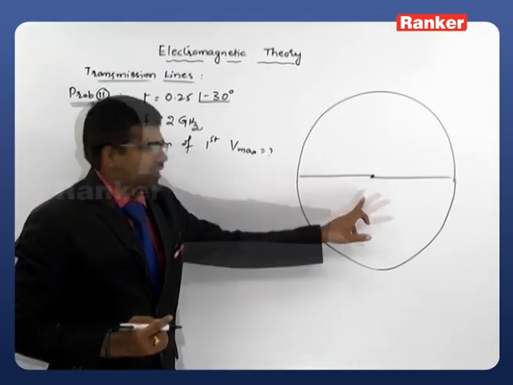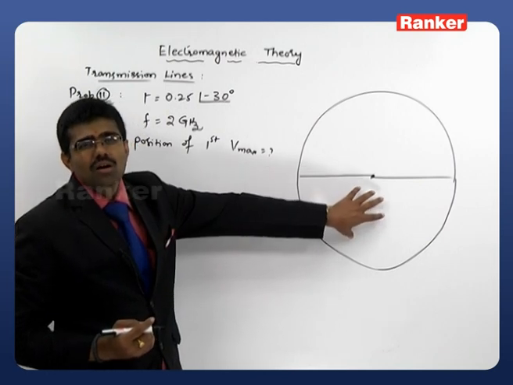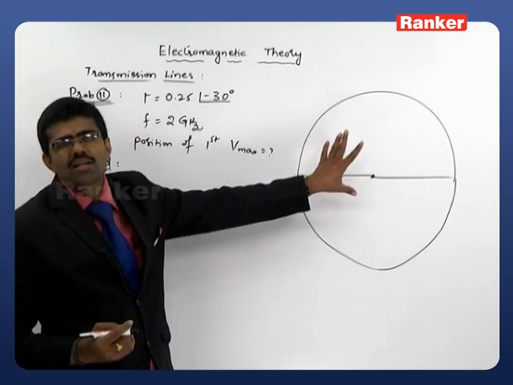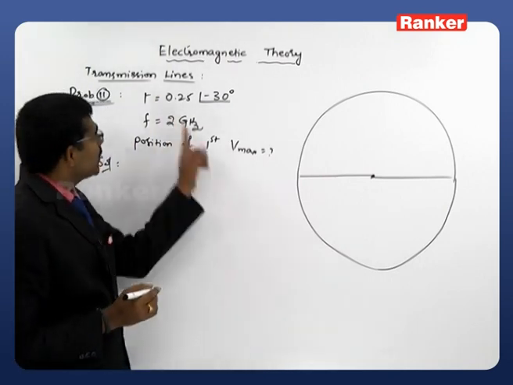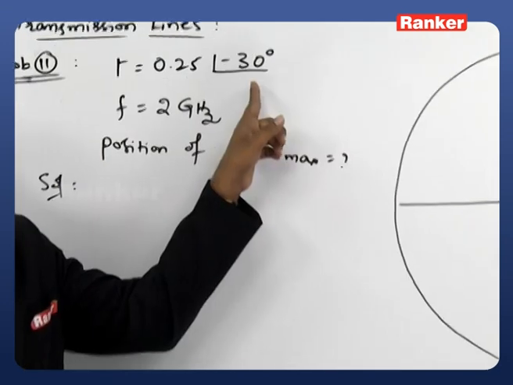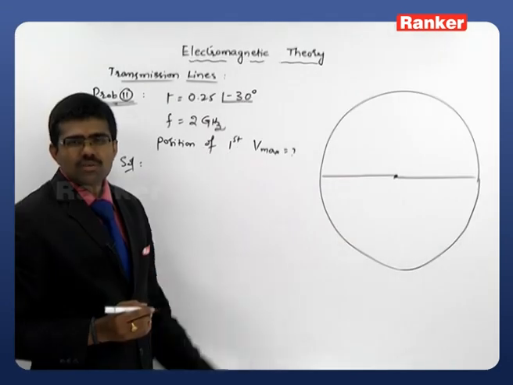Let us take the Smith chart, not the entire Smith chart, just the outermost circle, that is the r equals 0 circle. Now the reflection coefficient is given to us: 0.25 angle minus 30 degrees. How to get the reflection coefficient?